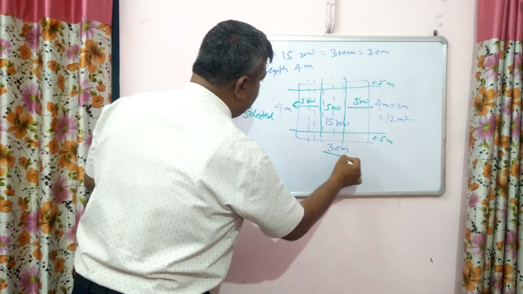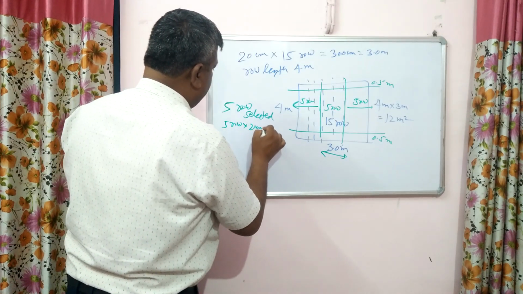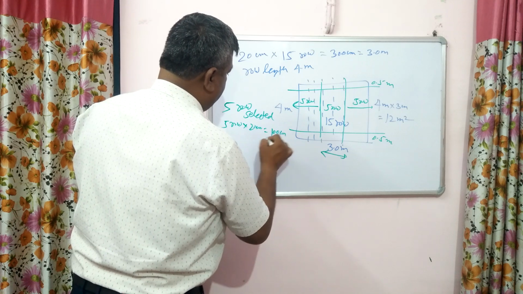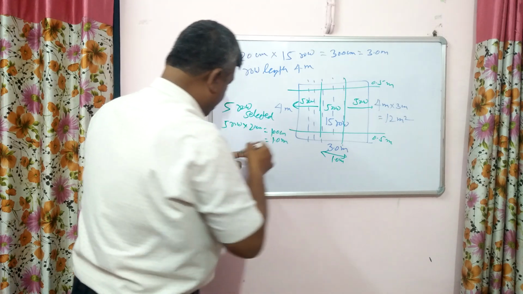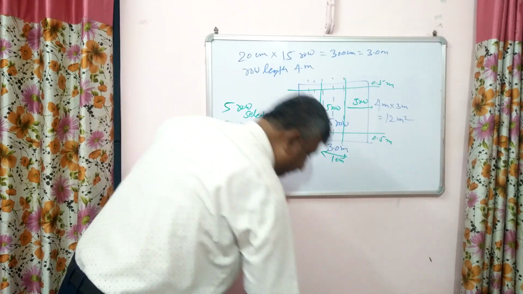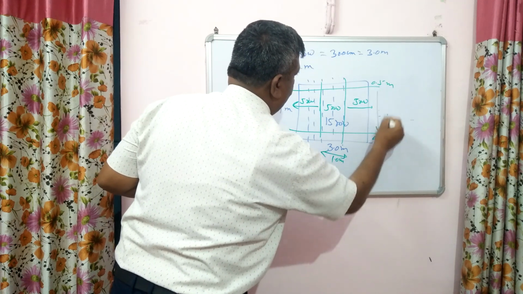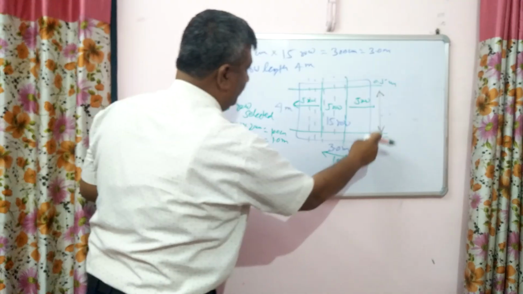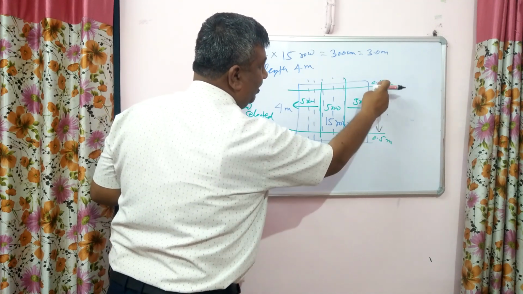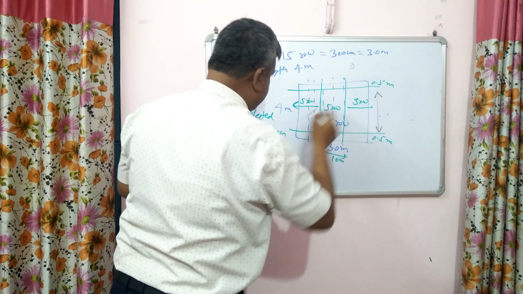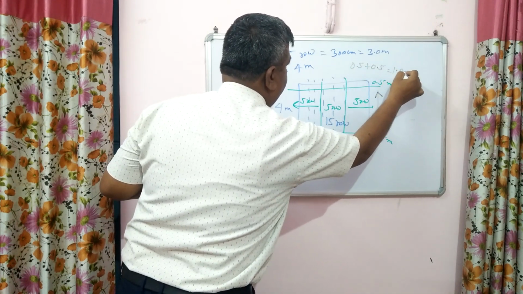Now this length is 5 rows at 20 centimeter, that is 100 centimeter, that is 1 meter. So this is only 1 meter. Now what is the length? Actually this is 4 meter. So reduce the 0.5 meter here, 0.5 meter here, means total reduction 0.5 plus 0.5, that is 1 meter.